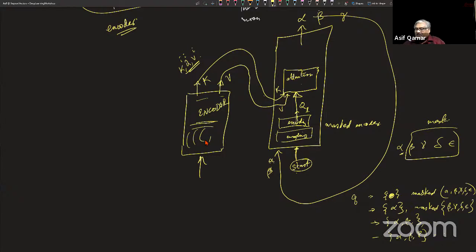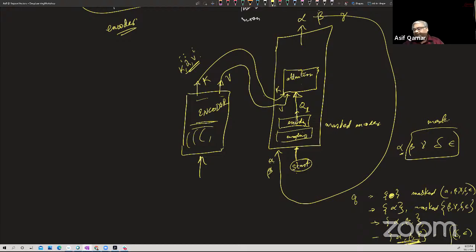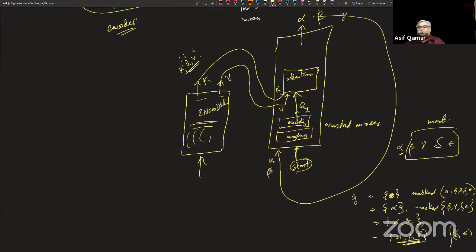So suppose you're at gamma and you're looking to produce delta. Obviously your delta and epsilon at that moment are masked. And you're feeding alpha, beta, gamma to produce the query vector, and that's what it is. That's why it's called the masked encoder, or masked attention. People often, I'll have to look at the exact word, use masked attention. And then you feed it in and you go away.